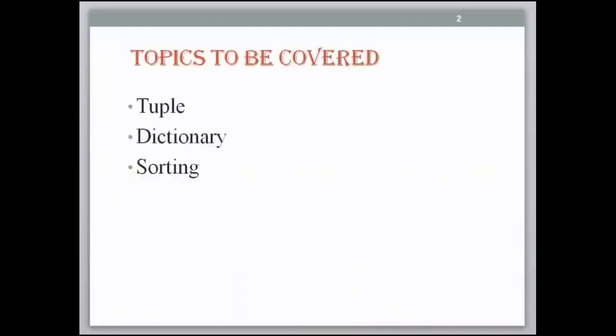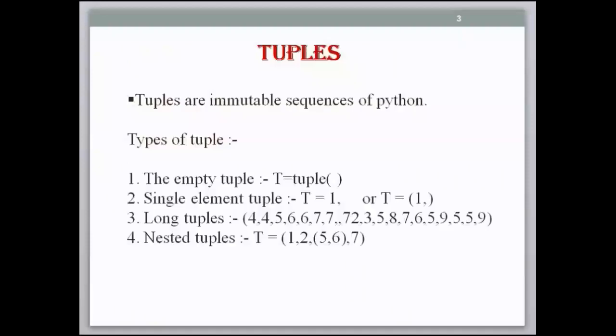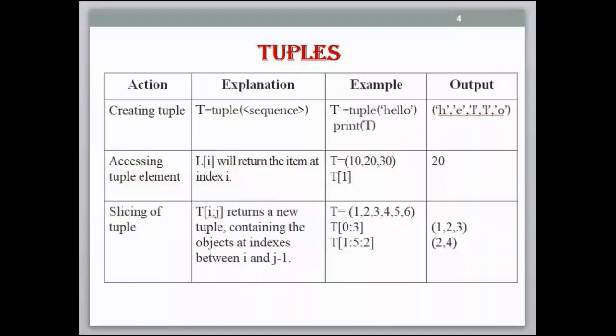In this part, we shall talk about tuple, dictionary and sorting. So let's get started. Tuples are immutable sequences of Python. Types of tuple: the empty tuple, t equals to tuple function. Single element tuple, t equals to 1, comma, or t equals to within round bracket 1, comma. Long tuples, which consist of many elements. Nested tuples, which contain one tuple within another tuple.